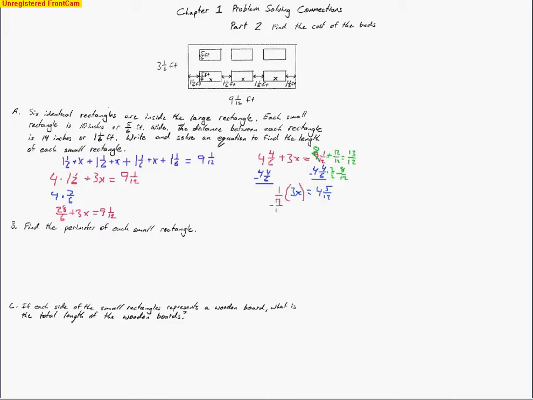And this does the same thing. You see how the 3 is the same thing as 3 over 1. The 3's will end up cross-canceling. Do the same thing on this side. So I'm multiplying by the reciprocal on both sides.